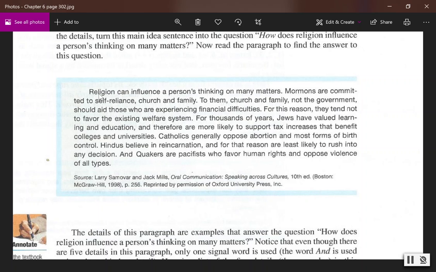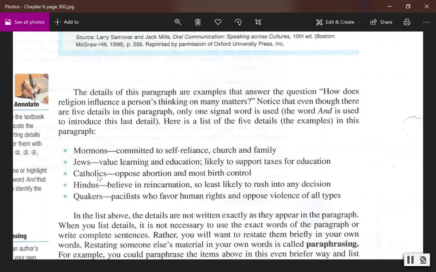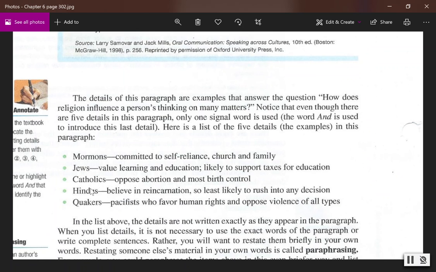So here, our first sentence is our stated main idea. Our topic, religion, and what's our point? Can influence a person's thinking on many matters. And so here, they've listed out, not in an actual list, but we're going to do that ourselves. We're going to list out all the different religions. We've got Mormons, Jews, Catholics, Hindus, and Quakers. Okay? So in the margins or another piece of paper, you can make a notation like this, where it says Mormons dash and then what they're thinking, their influence on people's thinking. Okay? The same with Jews, Catholics, Hindus, Quakers.